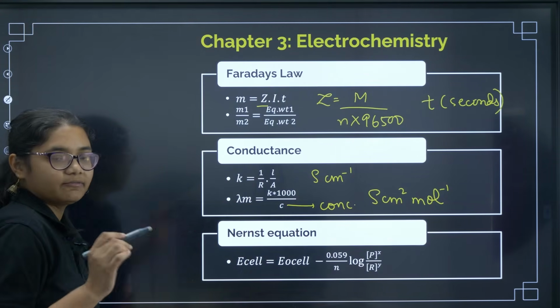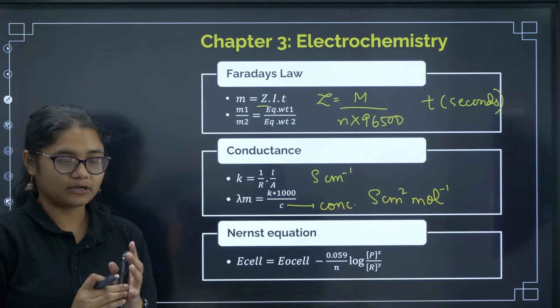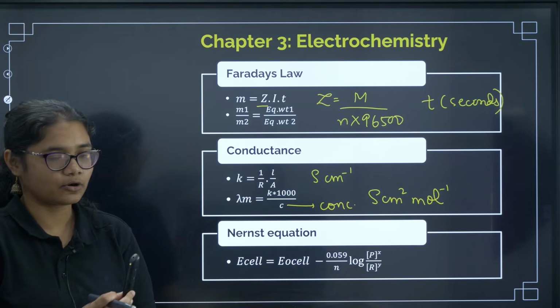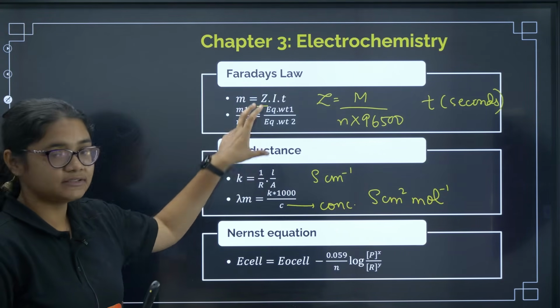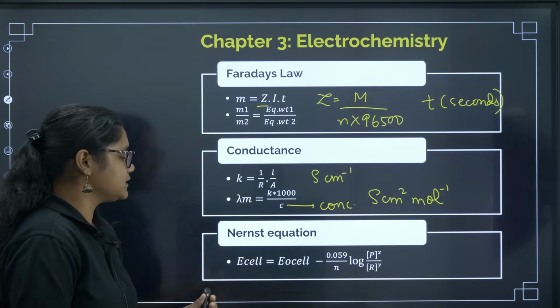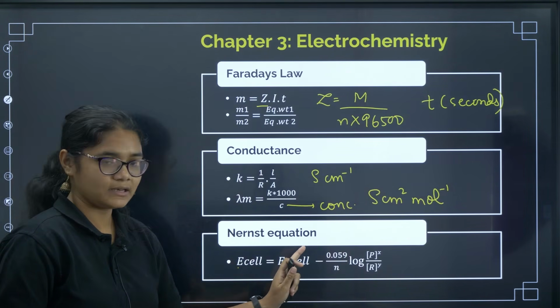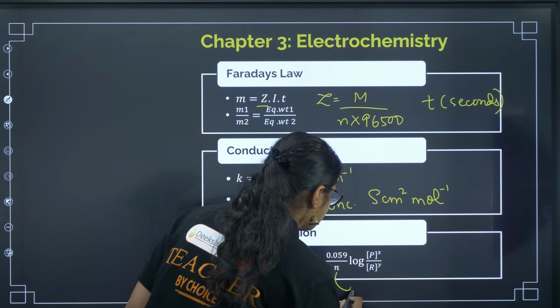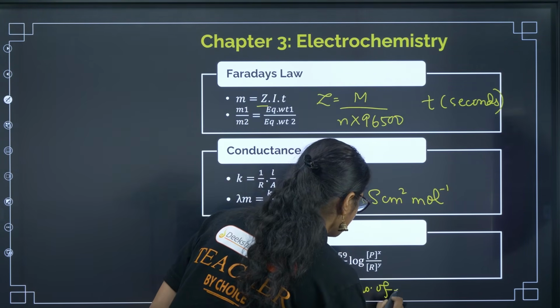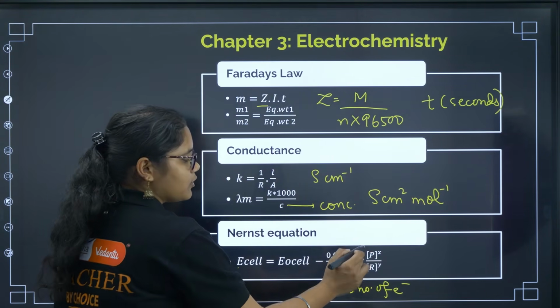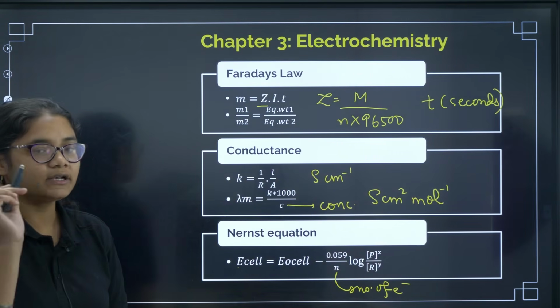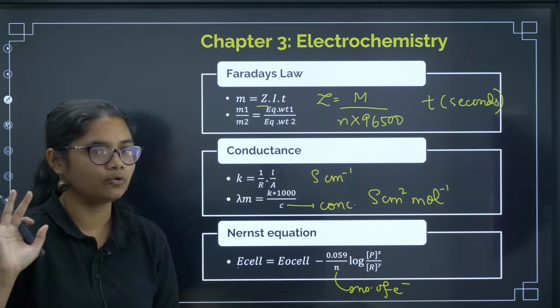Now next, the very important Nernst equation, but questions are generally not asked from this topic. We get more questions from the two topics above. So the Nernst equation is nothing but E of the cell is equal to E naught of the cell minus 0.059 by n, where n is the number of electrons, into log of product concentration by reactant concentration raised to the power of their stoichiometric coefficients.